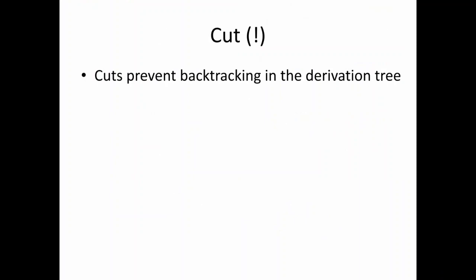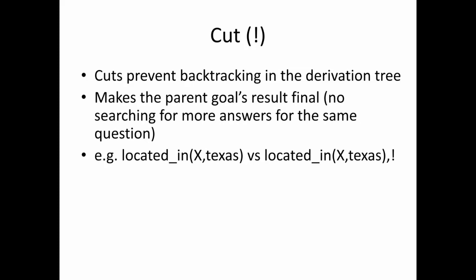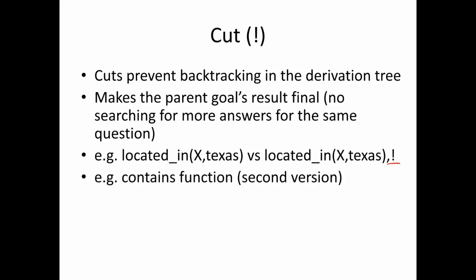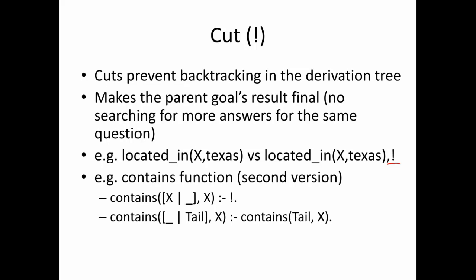And there's something called cut, and cut prevents Prolog from backtracking. We had the example of located in X, Texas, where when we run it, it says X equals Houston, and when we ask for another answer, alternative answer, it says X equals Austin. But if you make the query located in X, Texas, cut, then it will return Houston, and that's it. Same thing for contains function. So by adding a cut here, we're going to prevent it from returning multiple answers.